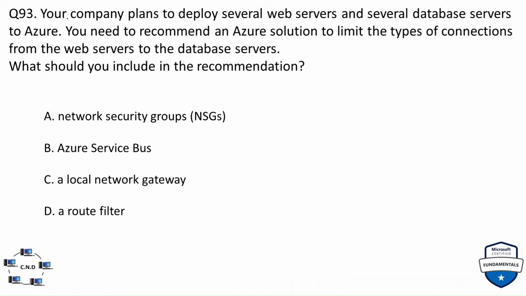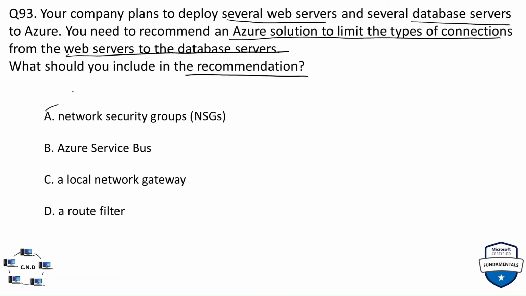Question number 93: Your company plans to deploy several web servers and several database servers to Azure. You need to recommend an Azure solution to limit the types of connections from the web servers to the database servers. What should you include in the recommendations? The options are option A, network security groups, option B, Azure Service Bus, option C, a local network gateway, and option D, a route filter. And the correct option is again the network security group.